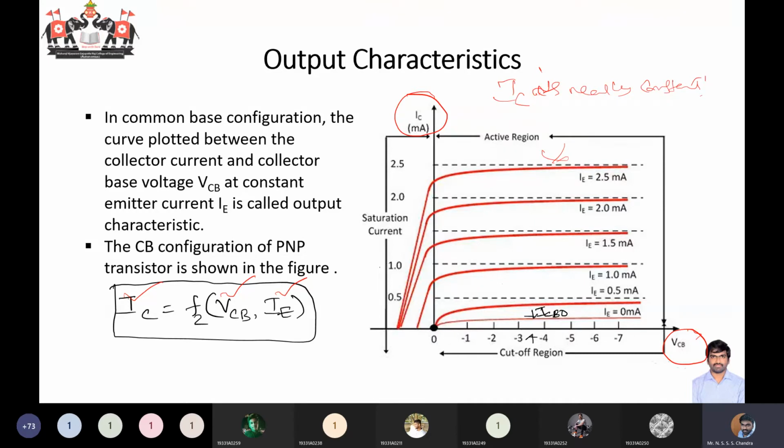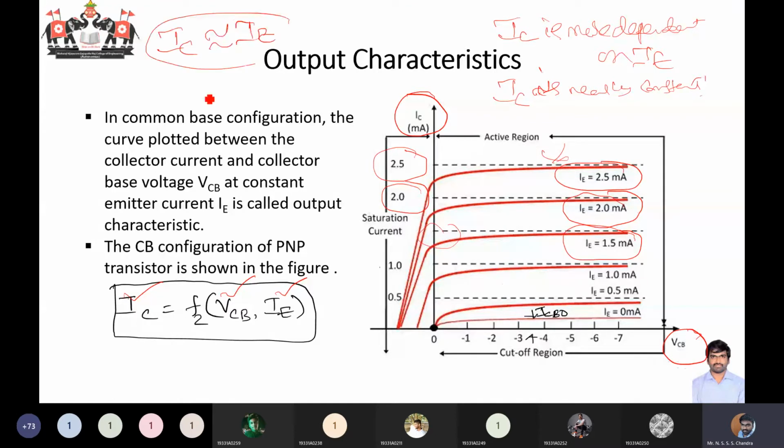So your IC is more dependent on your IE value. If you check the graph, when I have IE equal to 2.5 milliamperes, your IC is also nearly equal to 2.5 milliamperes. When I have IE equal to 2 milliamperes, your IC is also nearly 2 milliamperes. When IE is nearly equal to 1.5 milliamperes, I am also getting an IC value nearly equal to 1.5 milliamperes. So I can tell that your IC is nearly equal to IE in a common base configuration.